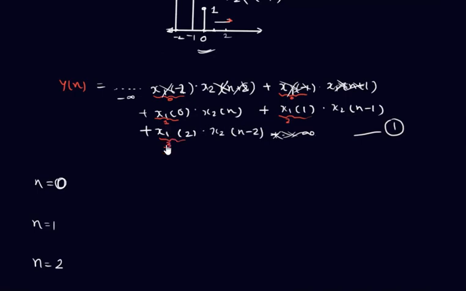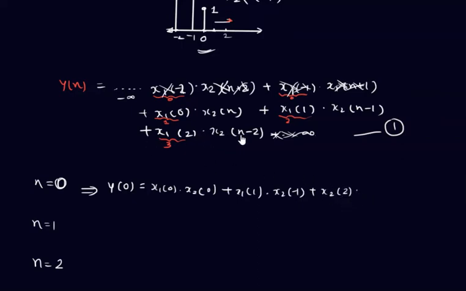Okay, now put n is equal to 0 in our equation number 1. So we will have y of 0 is equal to x1 of 0, that will be as it is, and x2 of n, with n equal to 0, so x2 of 0. Plus x1 of 1 will be as it is. Here we are putting n is equal to 0, so it will give x2 of minus 1, plus x1 of 2 will be as it is, because it does not contain the value of n.